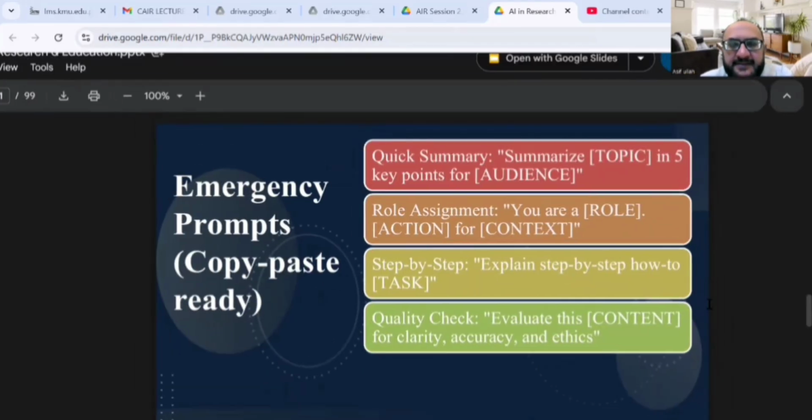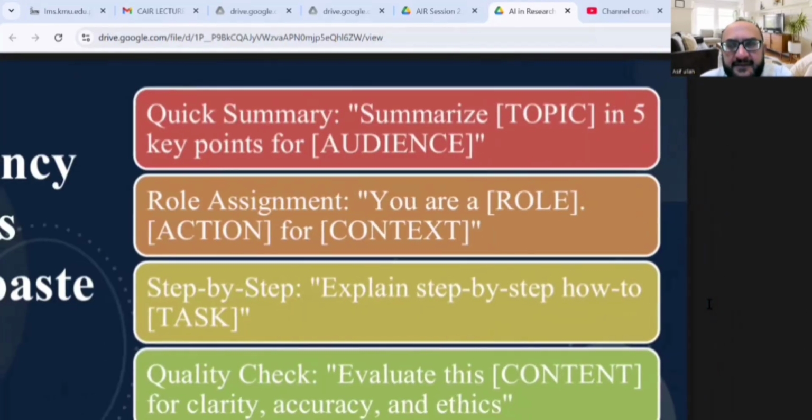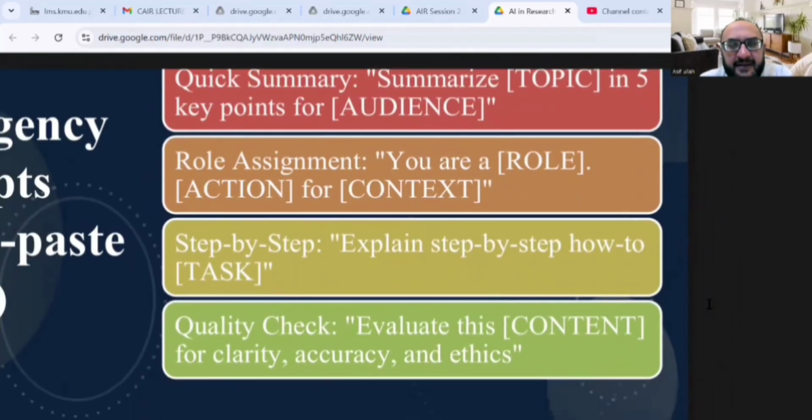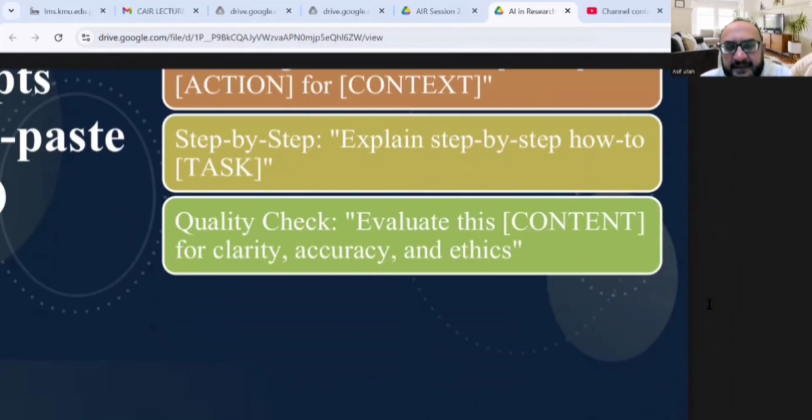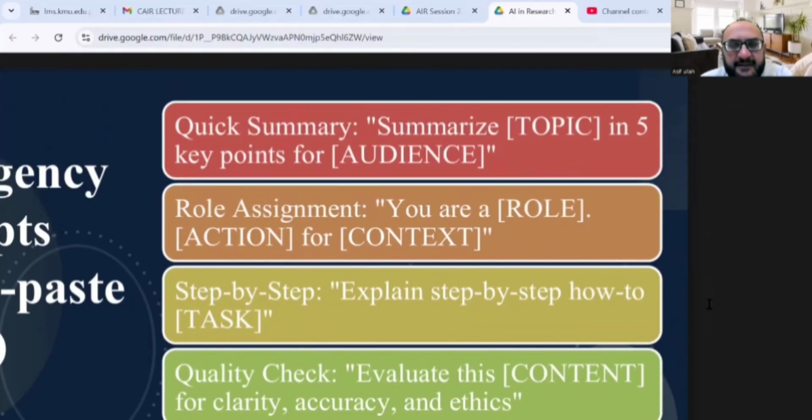There are some emergency copy-paste ready prompts. Quick: summarize topic in 5 key points for audience. Role assignment: you are a role, action for context. Step by step: explain step by step how to finish task. Quality check: evaluate this content for clarity, accuracy, and ethics. These are emergency, copy-paste ready prompts.